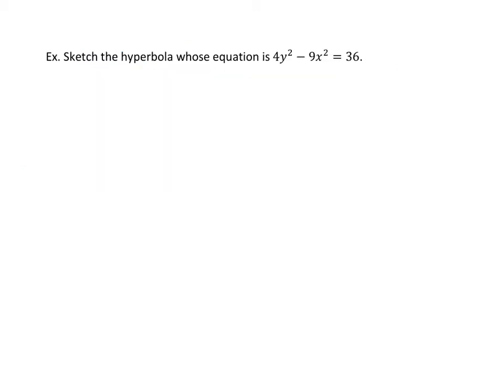Okay, sketch the hyperbola whose equation is 4y squared minus 9x squared equals 36. We know all hyperbola equations have to equal 1. So we're going to divide everything by 36 and reduce.